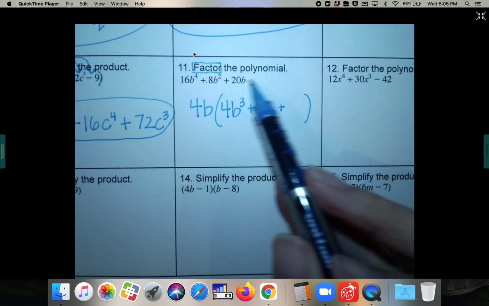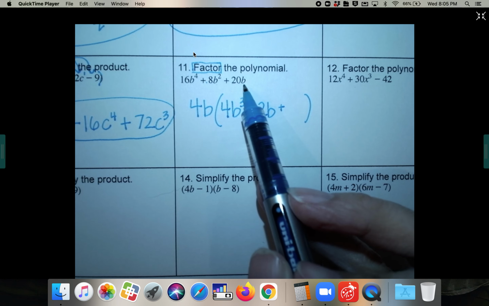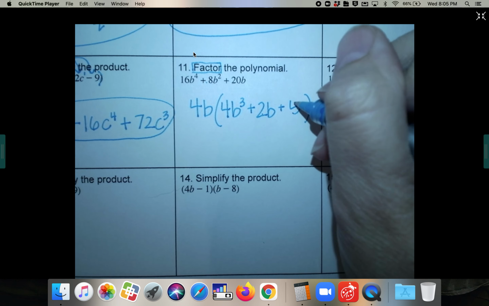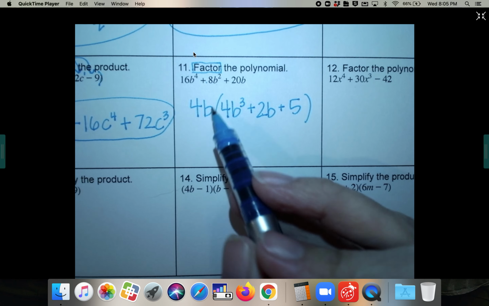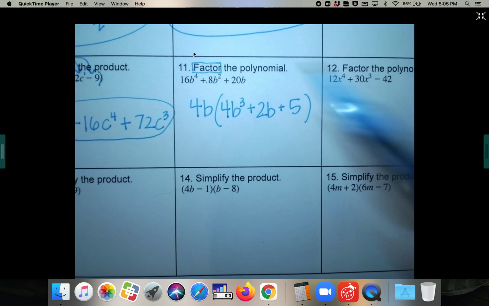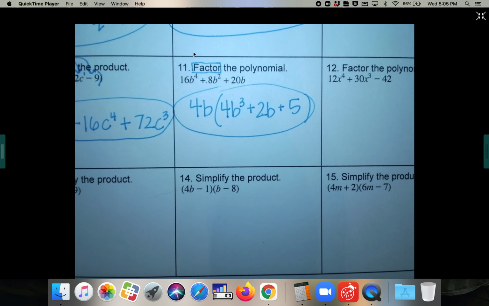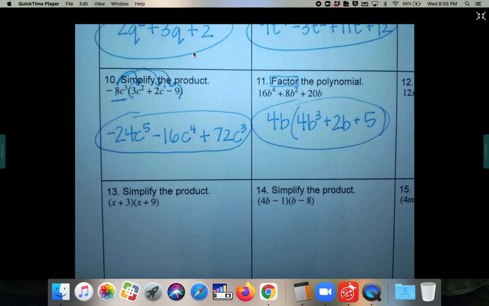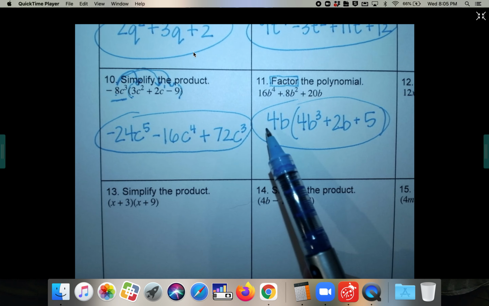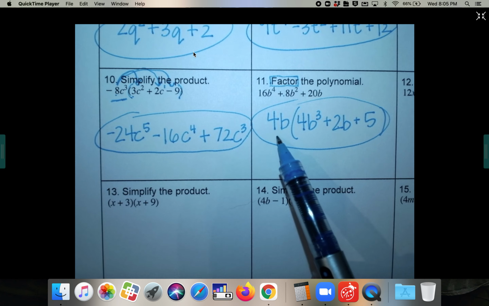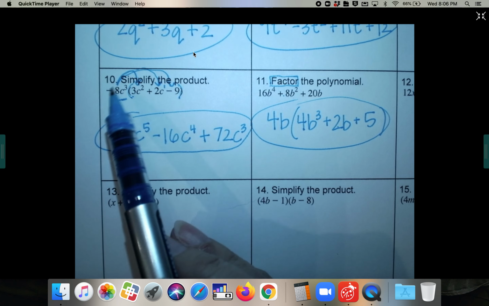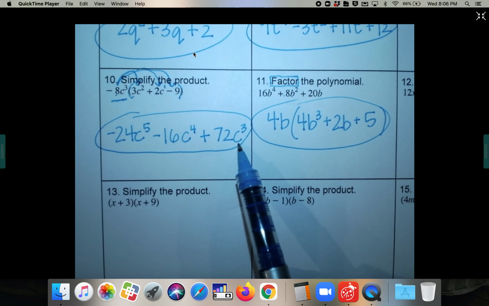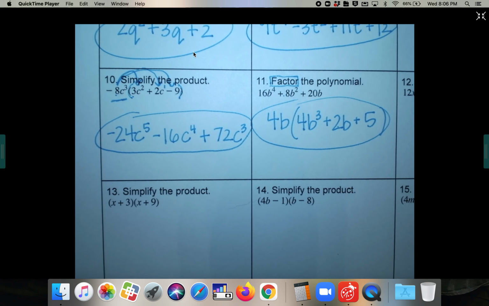All right, 4b times what is 20b? I hope you remembered it was just 5. There's no b on there because when you distribute it, the b would already come from this 4 to get the 20b, and that's it. So again, factoring 10 and 11 are the exact same problems, but opposite. So when you're factoring it, you're pulling out the greatest common factor and basically reverse distributing. But when you're simplifying, when you're distributing, you're coming up with the bigger answers. This is before it was factored.